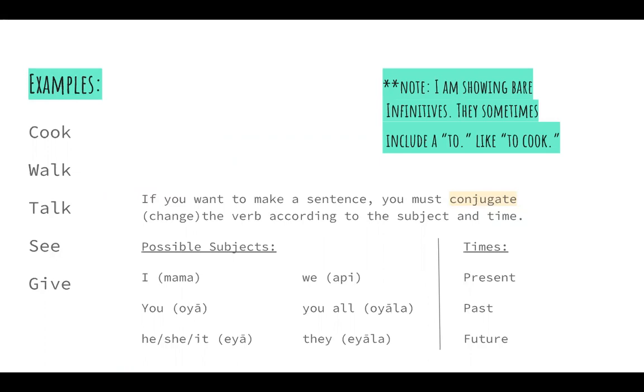So, if you want to make a sentence, you have to change the verb. You have to conjugate the verb according to the subject and the time. So the subject can be a first person subject like I or we, second person like you or you all, or third person like he, she, it, or they. And your times are the present, past, and the future. So you have to think, what is the subject and what is the time? Because that will change how the verb looks.